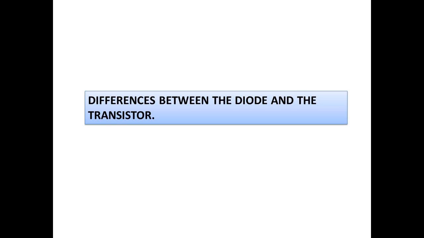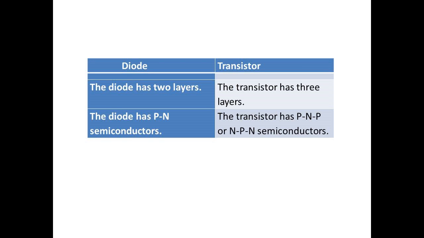Differences between the diode and the transistor. The diode has two layers. The transistor has three layers. The diode has PN semiconductors. The transistor has PNP or NPN semiconductors.